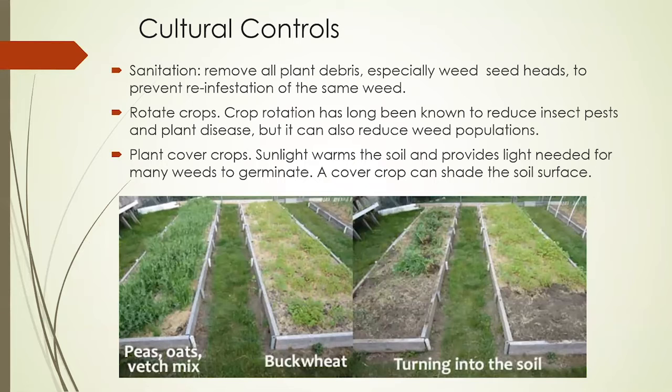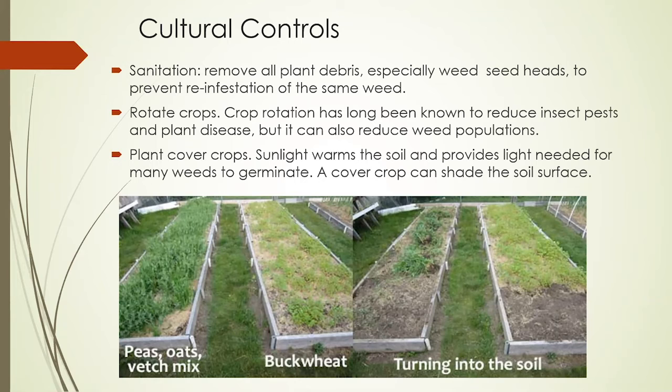Some other cultural controls are like sanitation. Remove all that plant debris, especially the weed seed heads, to prevent reinfestation of the same weed. It seems like you shouldn't have to say that, but you do. You can't just mow it down. You've got to remove that material. Rotate crops in the gardens or in agricultural settings. It's time honored. It's known to reduce insect pests and plant disease, but it can actually also reduce weed populations to rotate your crops. And then cover crops.